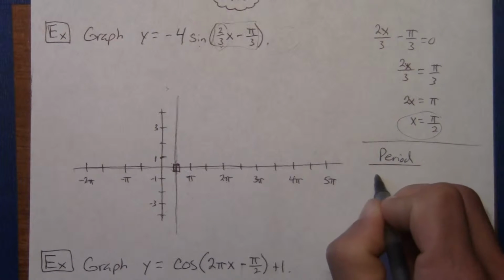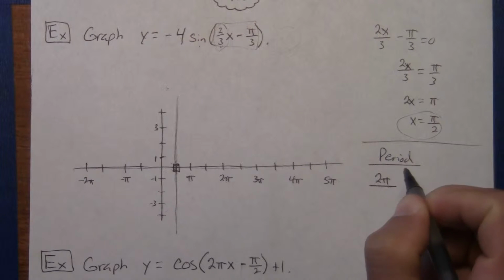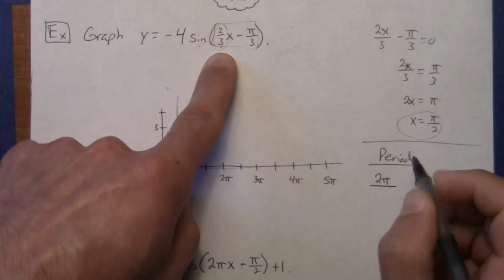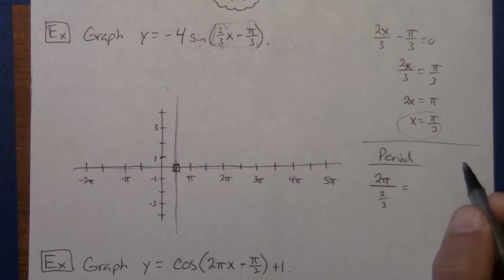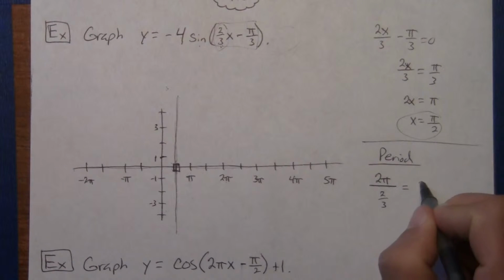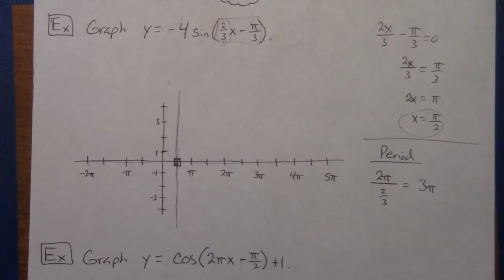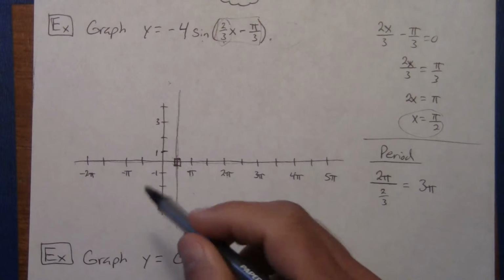And so I'm going to take 2 pi and divide it by b, which for this particular problem our b value is 2/3. So I'm going to multiply by the reciprocal, multiply by 3 over 2, and I'm going to end up with 3 pi. Alright, so that's my period, and yes, it's important to know what the period is. That means that's one full cycle.